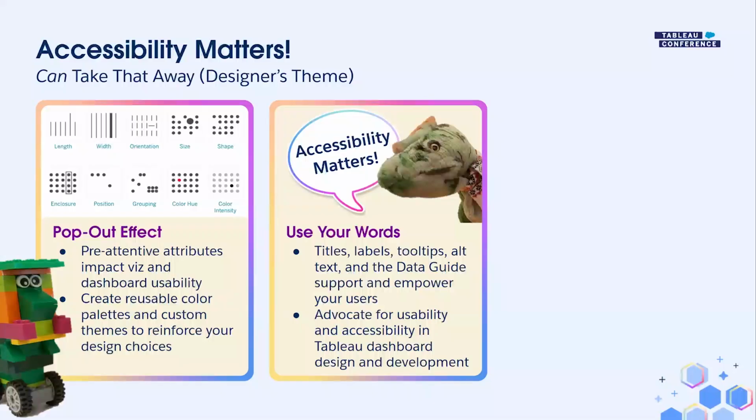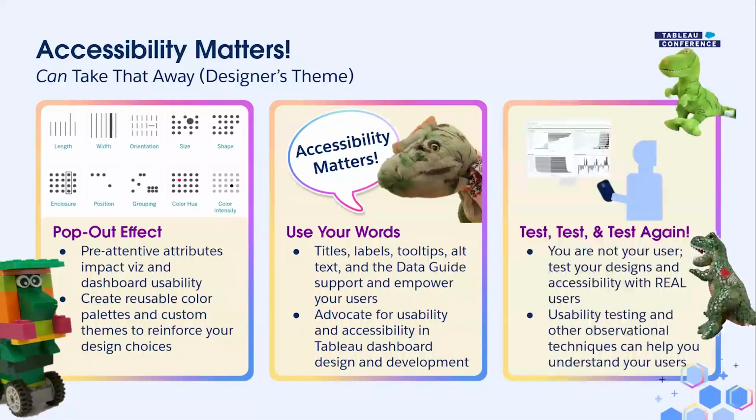So finally, test, test, and test again. Don't just make sure that clicking this button makes that happen or that clicking a bar filters another chart. That's user acceptance testing or UAT. That's necessary, but it is not sufficient. Also test your dashboards with your actual users to make sure that the dashboards help them meet their goals.